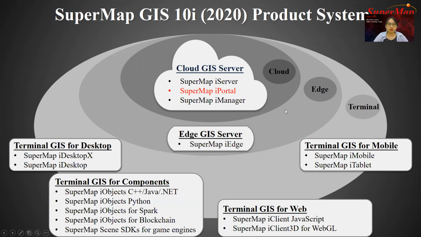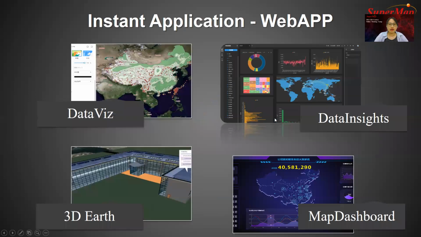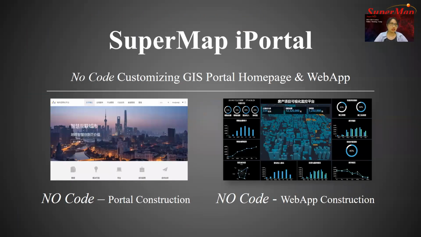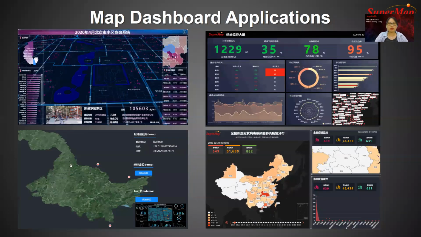SuperMap App Portal is one of the cloud GIS servers. It has the capability of constructing portals, and also constructing web apps with no code. So it is an easy-to-use tool. So what can we do with the map dashboard?